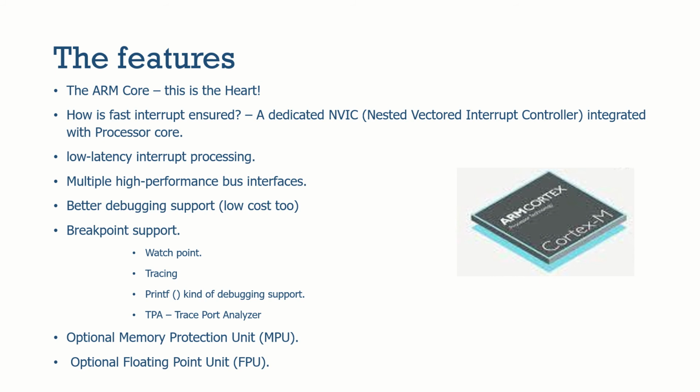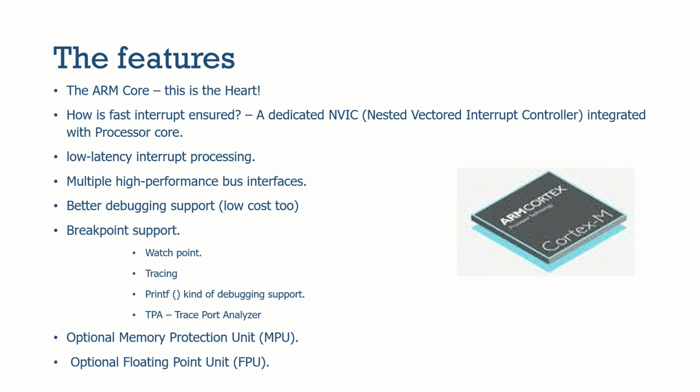Breakpoint support is given. For debugging, you need breakpoints, and the breakpoint support comes with watchpoints, tracing, and the very appreciable feature of printf kind of debugging support, because most of us are very familiar with debugging code through printf methods. We use printf and then we check if it is working fine or not, right? That's exactly what ARM has followed with CORTEX M4, and they provide you support for debugging your code in ARM CORTEX with the printf style. And TPA is there, which is nothing but the trace port analyzer. It's going to be very helpful, and we'll see all this in detail in future sessions step by step.